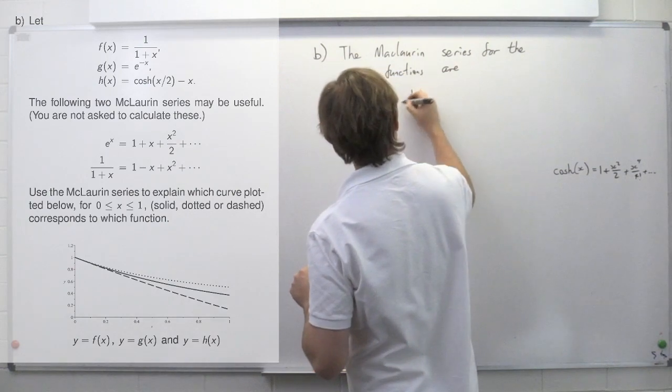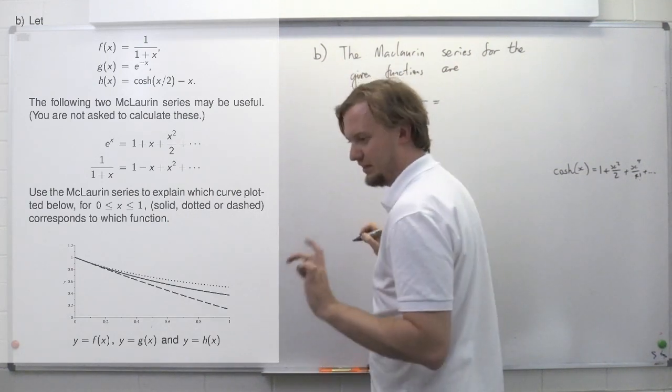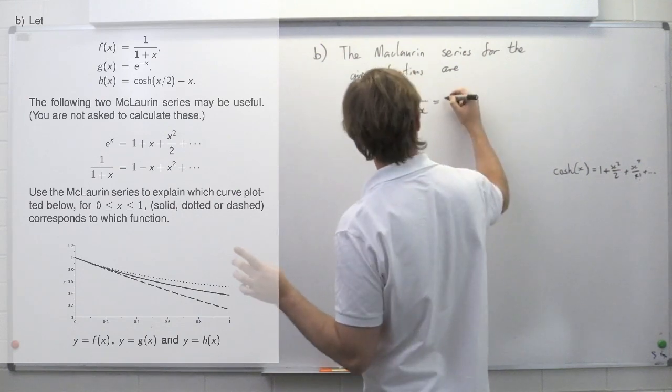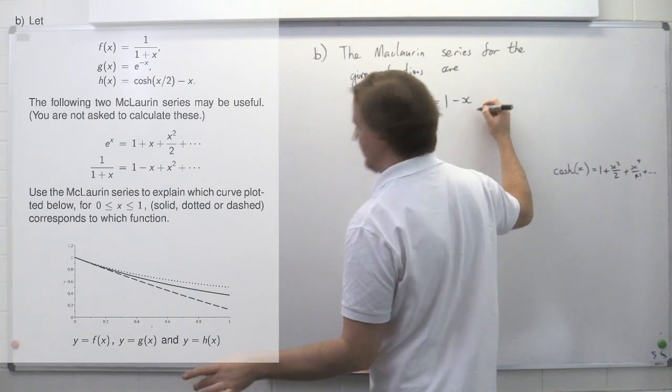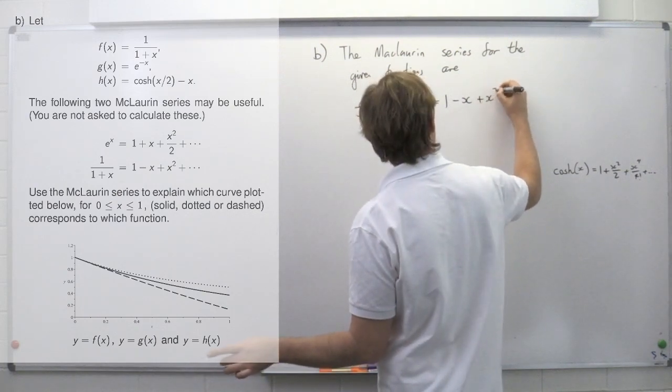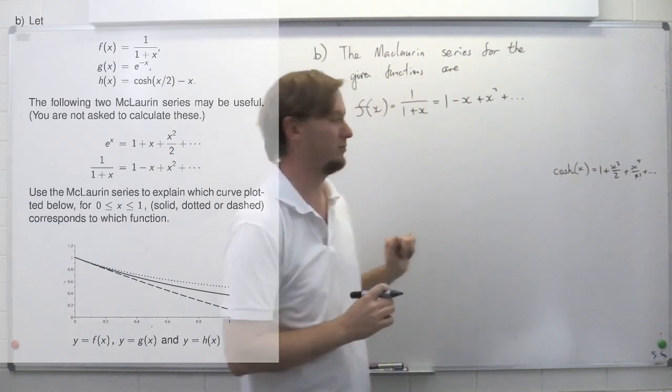So you want to look at the function 1 over 1 plus x, and the Maclaurin series for this is just 1 minus x plus x squared, and then there are other higher correction terms, but we're actually not going to need them for this problem.